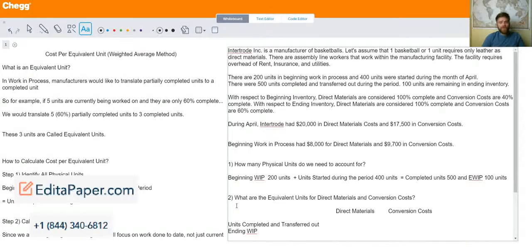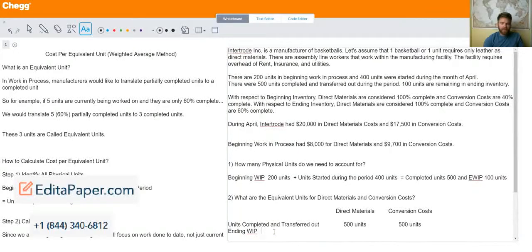So units completed and transferred out. Well, there was 500 units that were completed and transferred out. So if they're completed, for equivalent units, what's the percentage of completion? 100%. Pretty easy. So again, if they're completed already, they're 100% complete. So you would have 500 units for direct materials and 500 for conversion. Once again, those are completed and transferred out that we talked about earlier up here. 500 units that were completed.